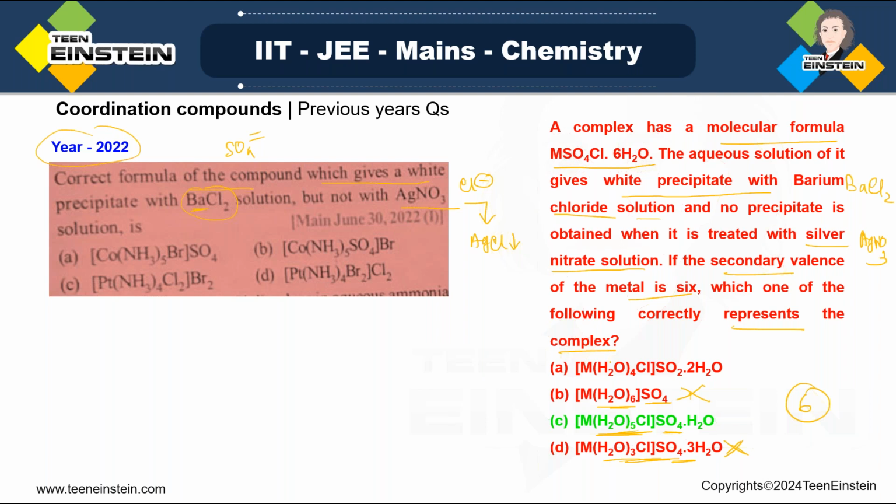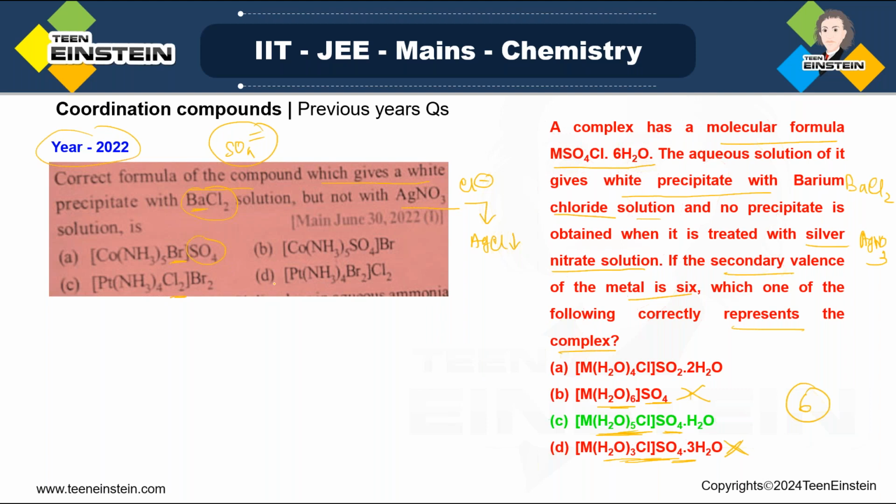Now come to the first question. Here nothing is mentioned about the secondary valence, but it doesn't matter, you just have to check. Here the formula is slightly different. In some options it is Br, in some options it is chlorine, but whatever it is, free sulfate must be there. So sulfate must be outside, and it is matching with this.